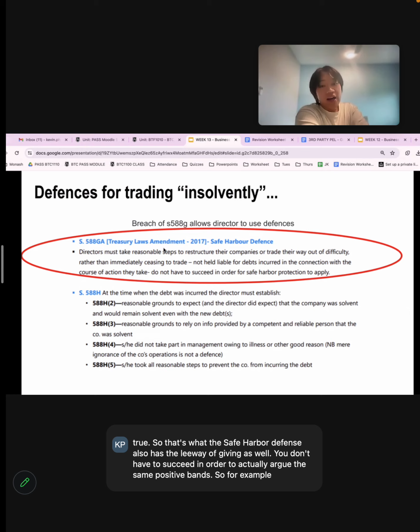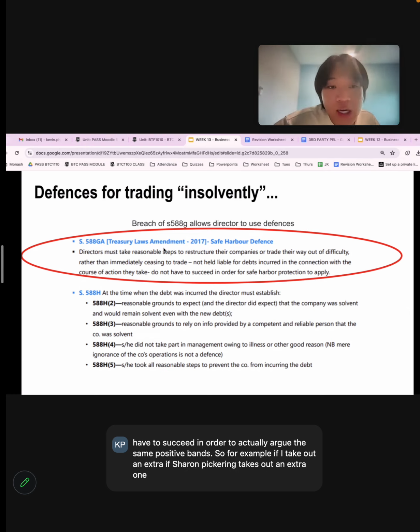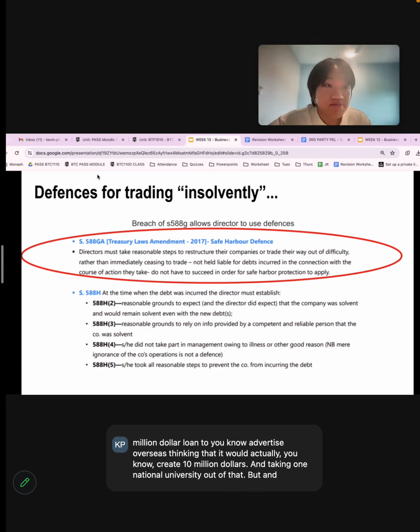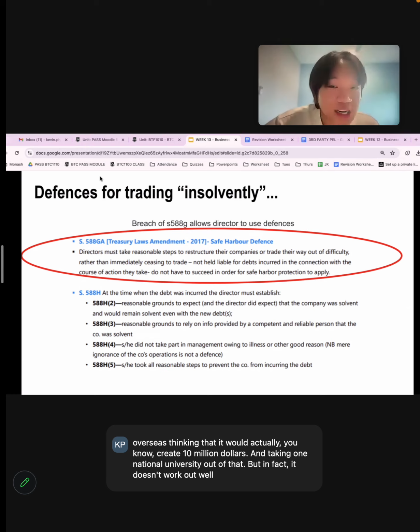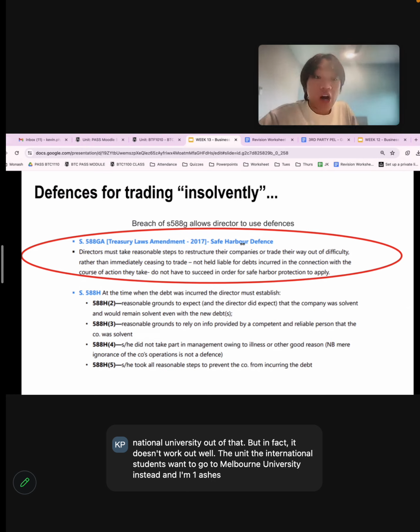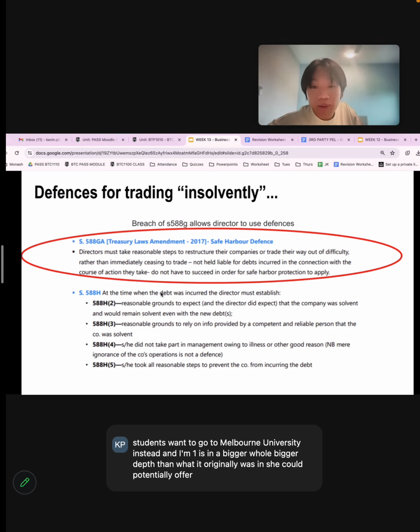So, for example, if Sharon Pickering takes out an extra $1 million loan to advertise overseas, thinking that it would actually create $10 million and dig Monash University out of debt. But in fact, it doesn't work out well. The international students want to go to Melbourne University instead, and Monash is in a bigger hole, bigger debt than what it originally was in. She could potentially argue the safe harbor defense.